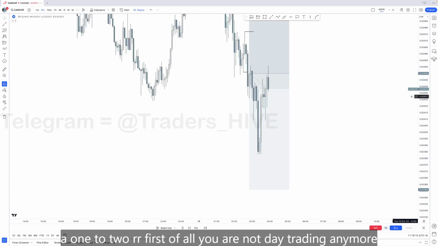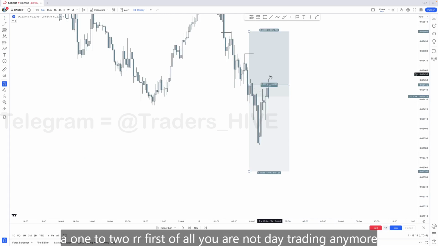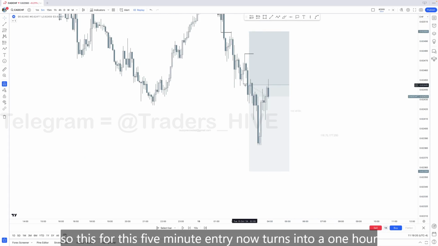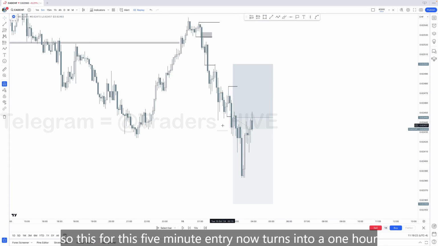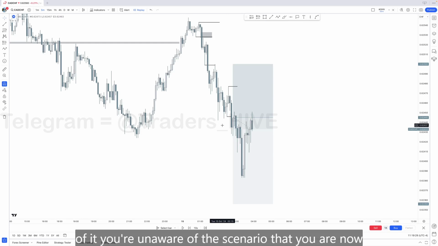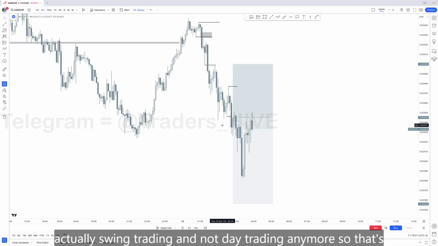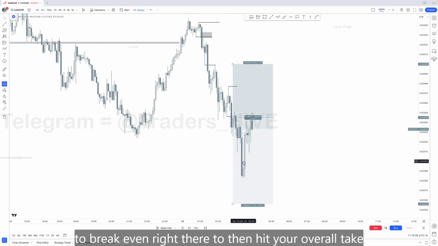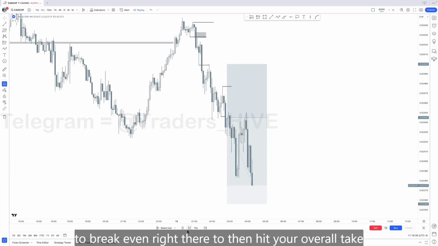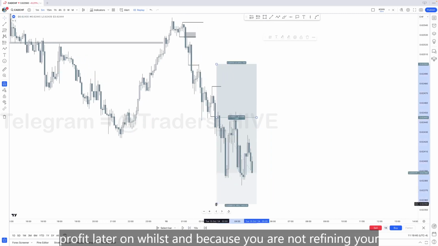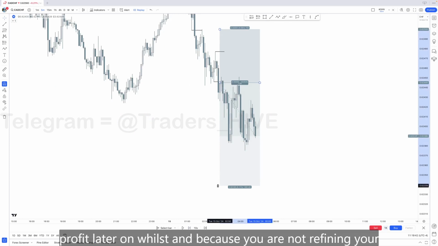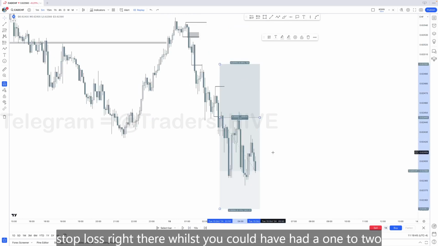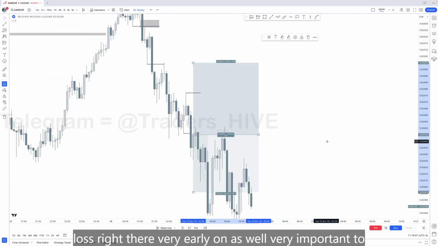2 RR, first of all, you are not day trading anymore. So this 5-minute entry now turns into a 1 hour or a 4 hour entry. So you're unaware of the scenario that you are now actually swing trading and not day trading anymore. So that's very important to understand. And as well, it might come back to break even right there to then hit your overall take profit later on, because you are not refining your stop loss right there, whilst you could have had a 1 to 2 very early on as well.